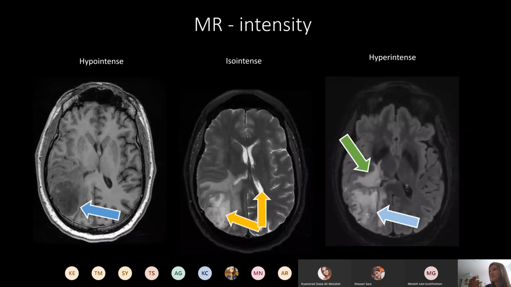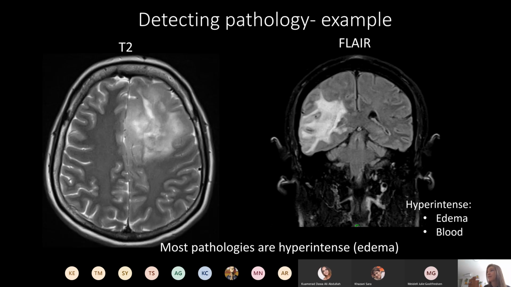So on MRI, we talk about intensity, not density like in CT. If something is bright, that's hyperintense, like here, this is edema, this is bright compared to the adjacent brain. Isointense is when something is similar to something else, like this tumor is isointense compared to the ventricle here. And hypointense is when something is dark compared to, for example, white matter. This tumor is dark. Okay, so intensity: hypointense, isointense, hyperintense. We're gonna practice this later.